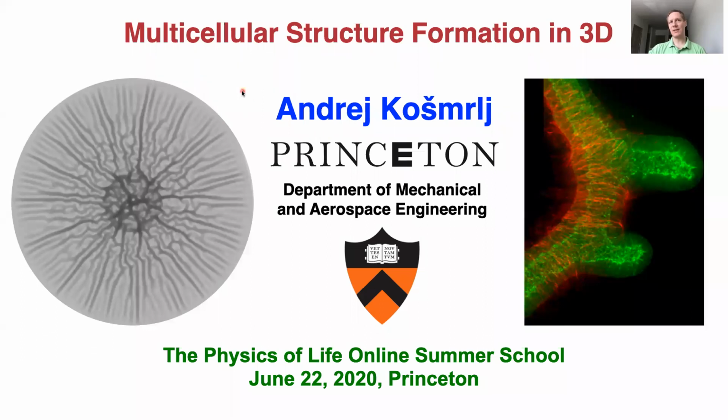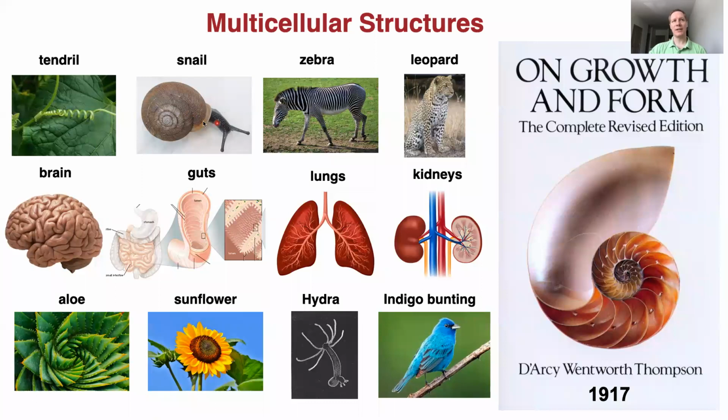But in the first part of the lecture, I just want to give you some general ideas of how we can form multicellular structures. If you look around in nature, we're seeing lots of different types of structures. We're seeing helices, spirals, and lots of animals have stripes or spots. We're seeing wrinkles in brains, little pillars in guts, or branched networks in lungs and kidneys, and so on.